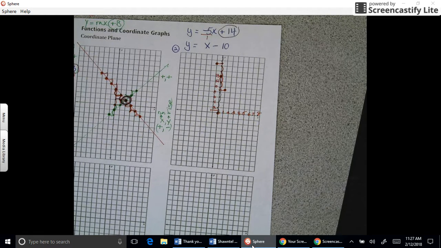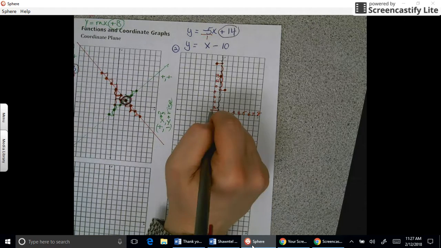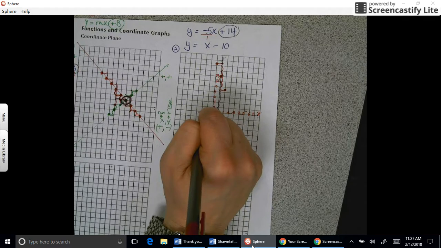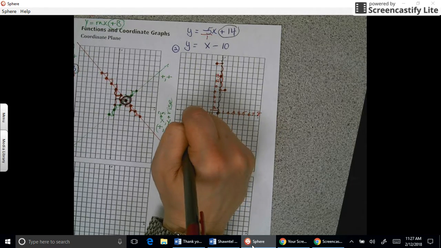4, 5. And then up 1. And then over a negative to the negative side of x, -1. So I'll label this as -1. This is -2. This is -3. Hold on, Julia. This is -4, -5, -6, -7, -8.